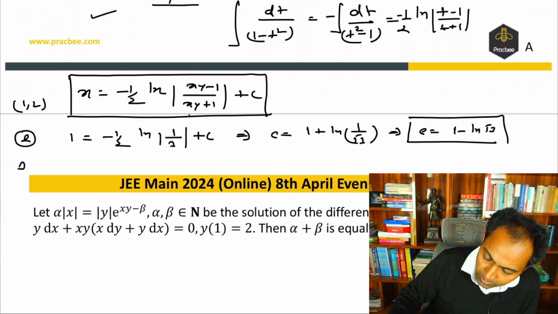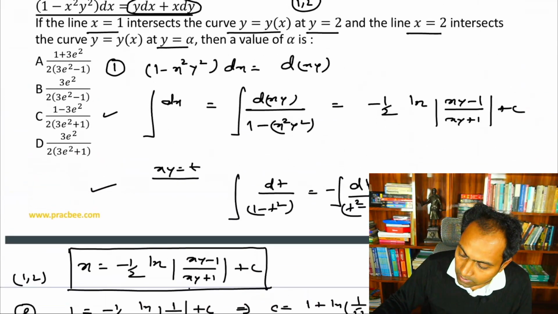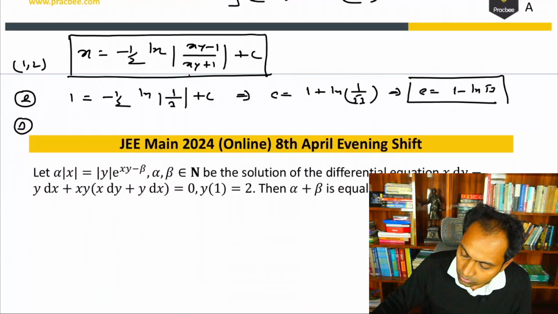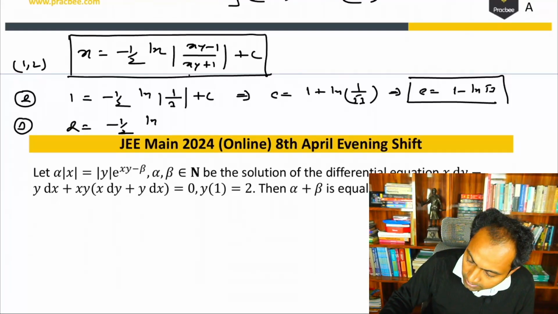Now in the third part, they want us to find the value of alpha. Now alpha is there corresponding to x equal to 2. So let us put x equal to 2 here. This will become minus 1 by 2 ln of 2 alpha minus 1 by 2 alpha plus 1.